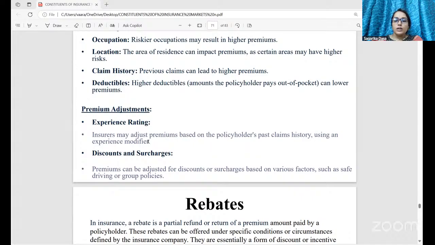through an experience modifier. Then discounts and surcharges, premium can be adjusted for discounts or surcharges based on various factors such as safe driving or group policies. So these are some of the premium adjustments where your premium will be either increased or decreased depending upon the type. This is about premium: the factors that influence the premium, how we will calculate the premium, and the modifications of the premium in the insurance policy.